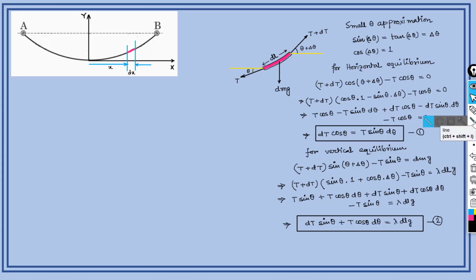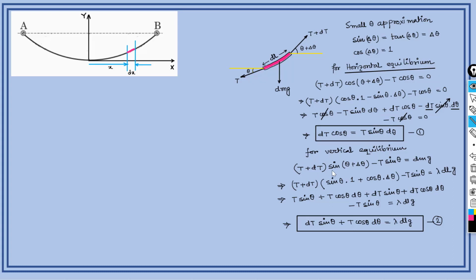Now one thing you can also understand is that this dT sin theta into d theta is a product of two infinitesimally small quantities, dT as well as d theta. So I can neglect it to be 0, and you can say that T cos theta and T cos theta also cancel out. So the final term that we are left with is dT cos theta is equal to T sin theta d theta. That is my equation number 1. That equation I have got from the horizontal equilibrium condition.